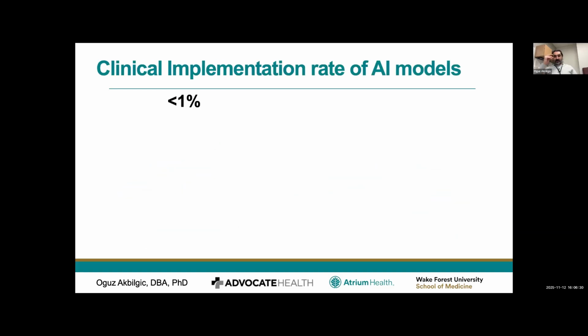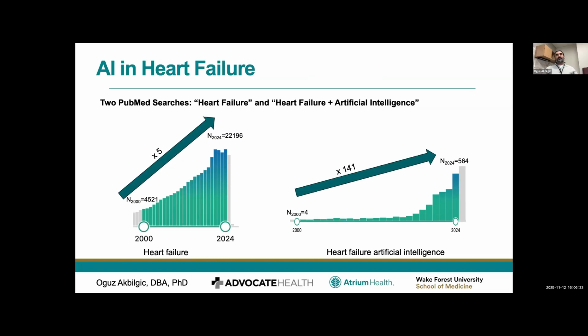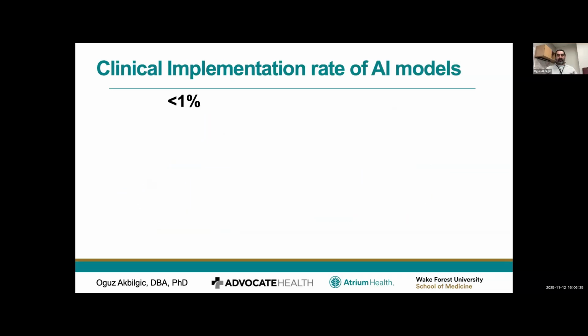But when we look at those, if I may go back, we are talking about tens of thousands of publications, but how many of them are really making it into clinical implementation? Probably less than 1% of them. So why? Why do we have that many AI models developed, but they are not really making it into a clinical application?